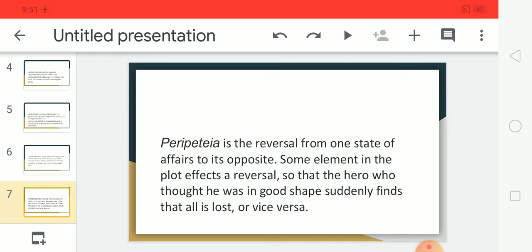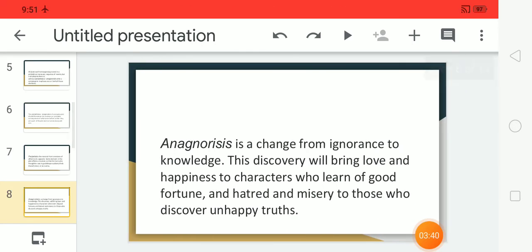In real life also this happens with many people, that something happens and it changes their fortune. So this is the reversal of fortune. So some element in the plot effects a reversal, that is peripety. Then anagnorisis is a change from ignorance to knowledge. When you are ignorant towards something and suddenly you come to know that this happened because of this.